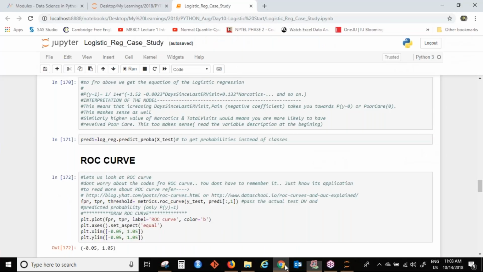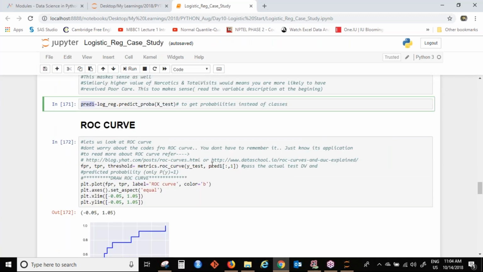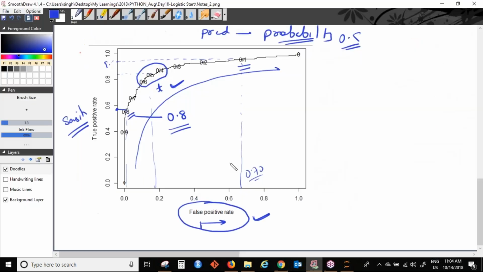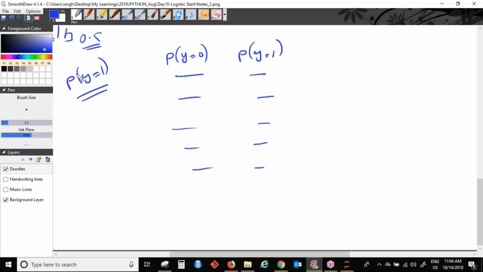So what do I have here? I have predicted the probability here by using the predict_proba function, and this pred1 is what I will pass to the ROC curve. So you see this pred1 I am passing. The pred1 variable will look like this. It will give you the probability of both 0 and 1. But in the logistic response function, we have probability of y equal to 1. So that means we will have to select this one.